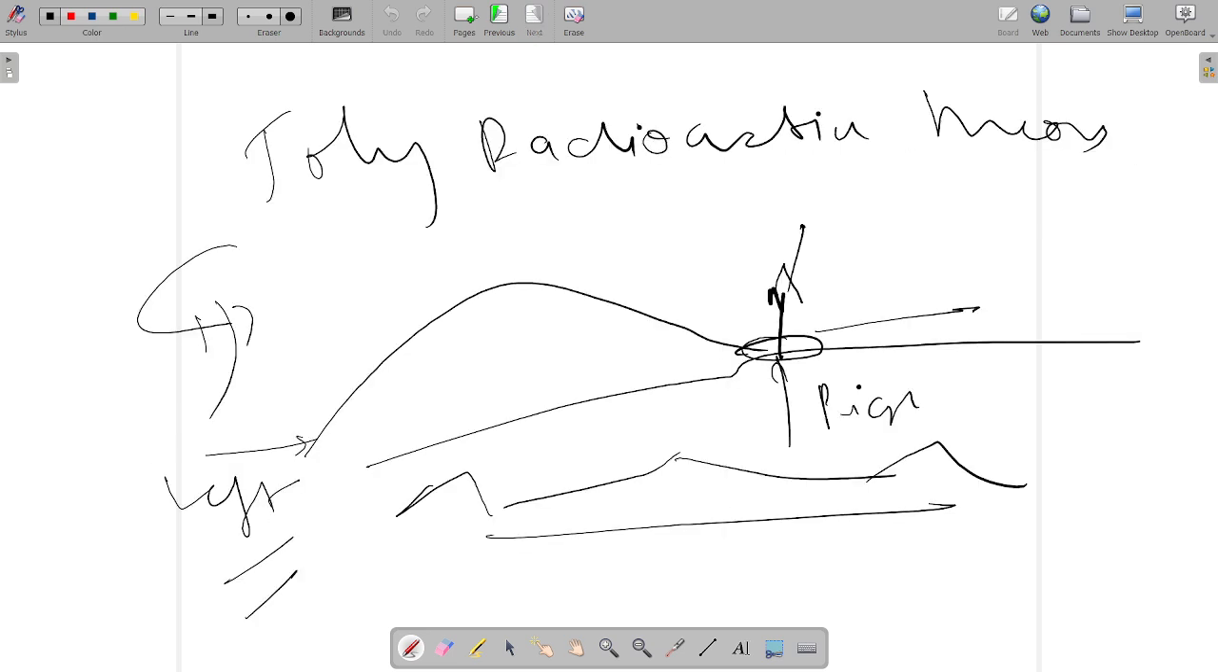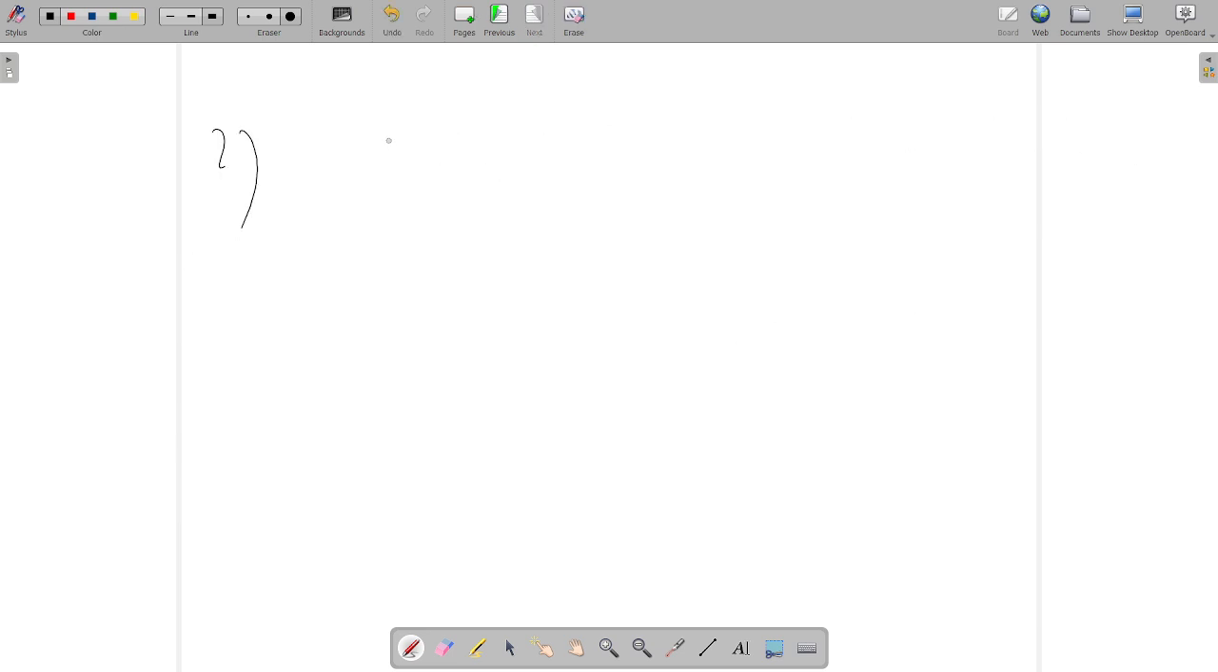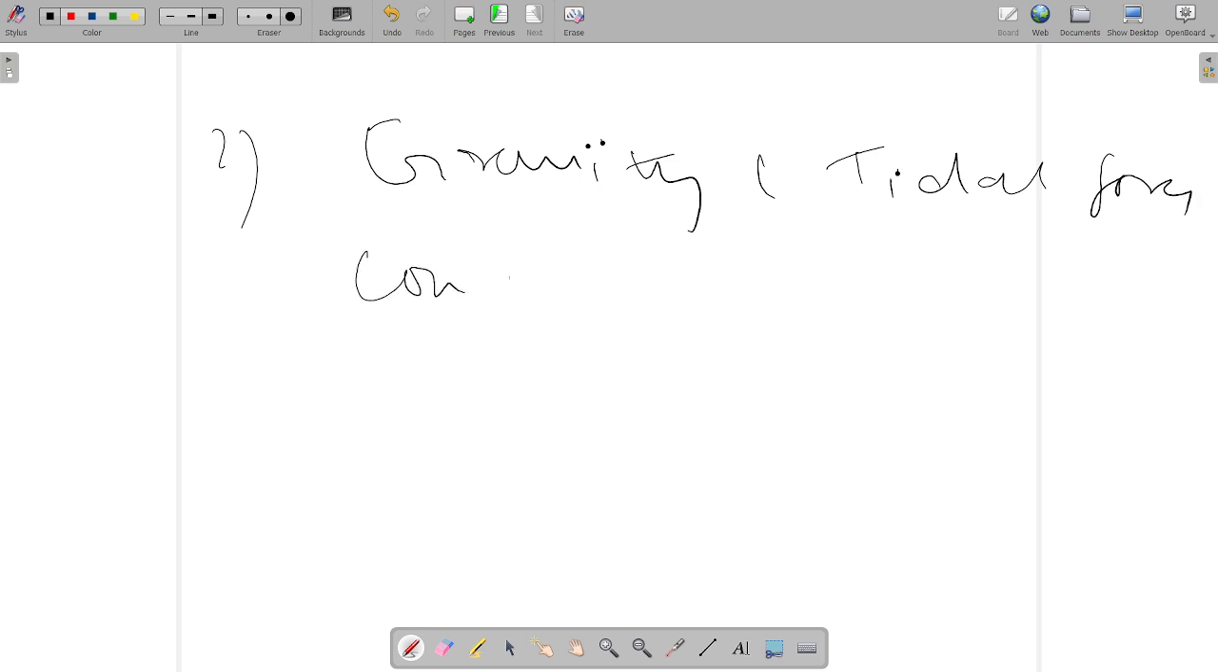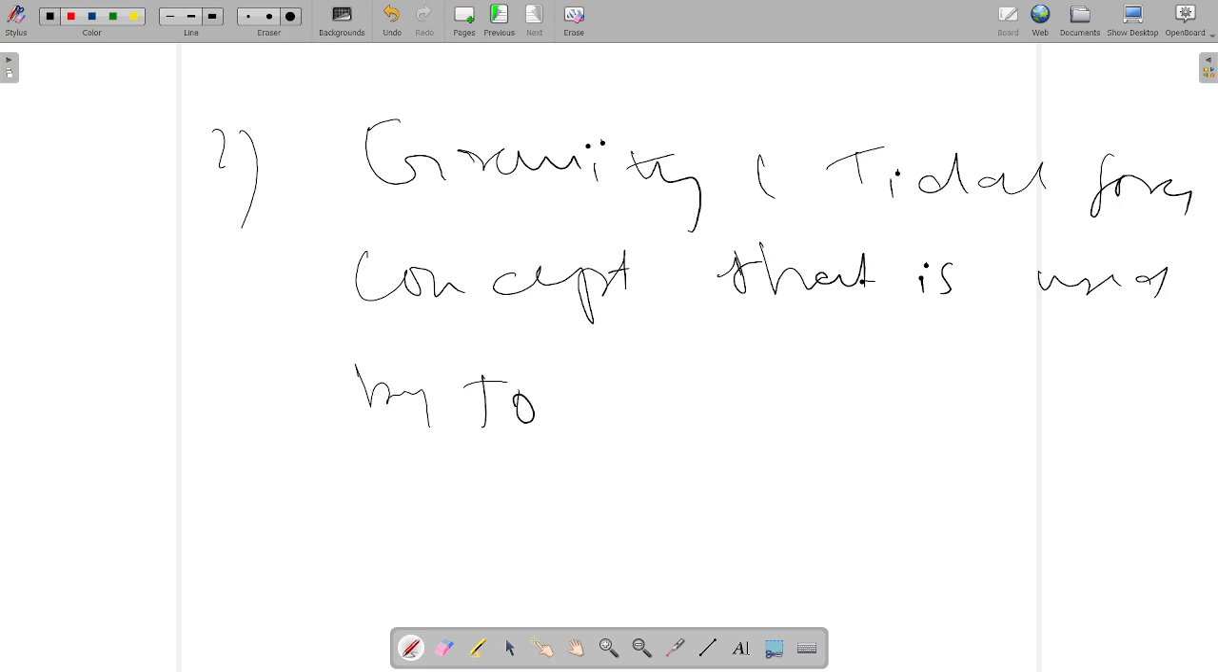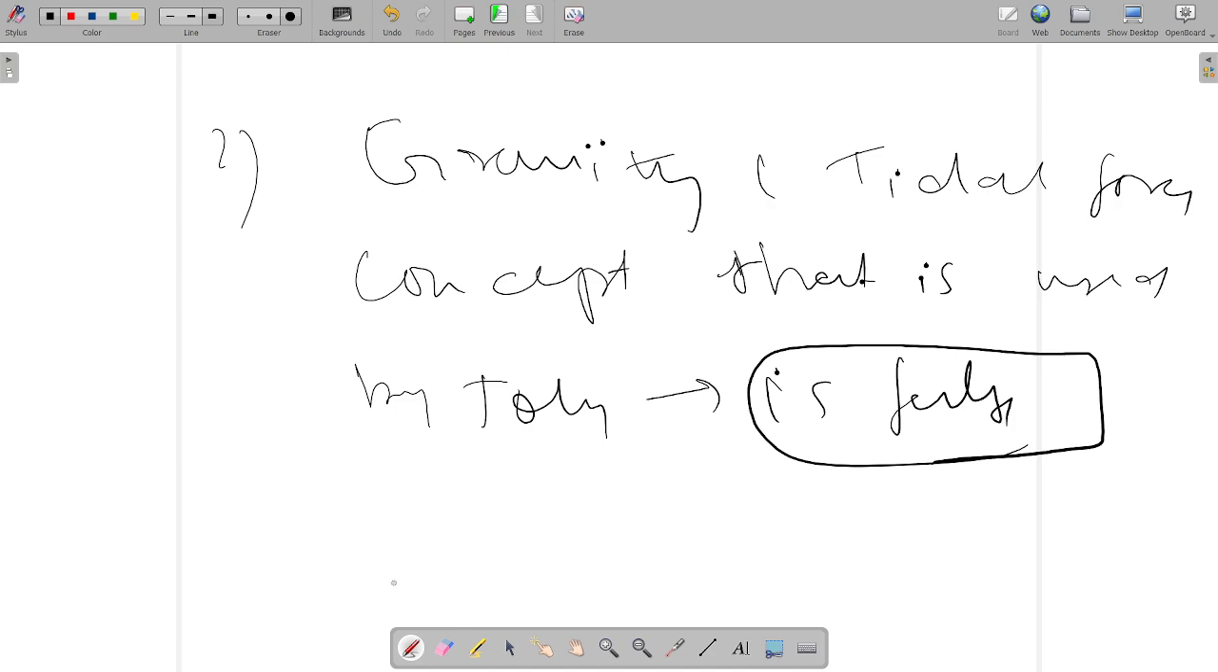Okay. The second criticism is the gravity theory, the gravity and tidal force concept. The tidal force concept that is used by Jolly is no longer relevant, is false. There is no such thing as the upper layers moving over the melted sima.